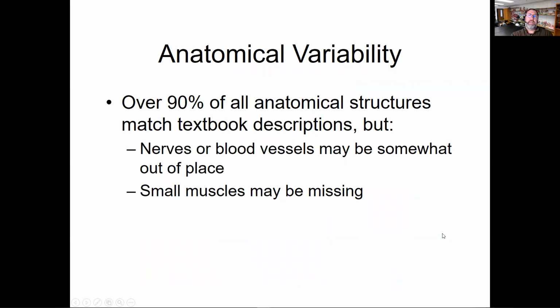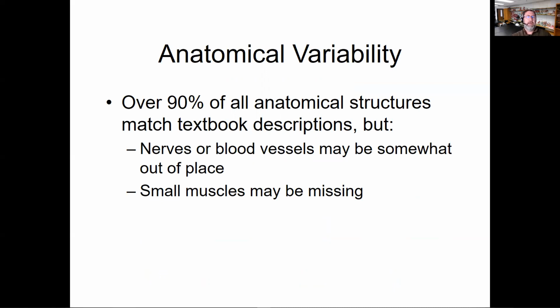There is some variability among all of us, of course, but anatomically that variability is only about 10% difference from person to person. 90% of all anatomical structures are going to match textbook descriptions, but some are a little different. And mainly within vasculature, we may see vessels that exist in some of us that don't in others. And we would never know that. We would live an entire life and just have these different vessels.